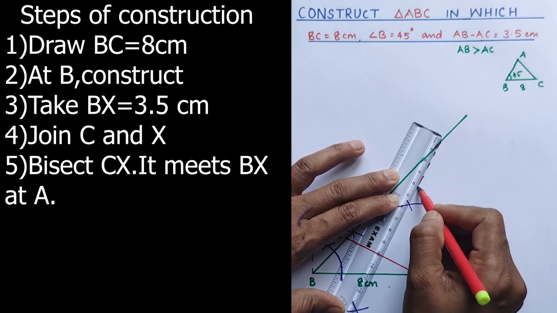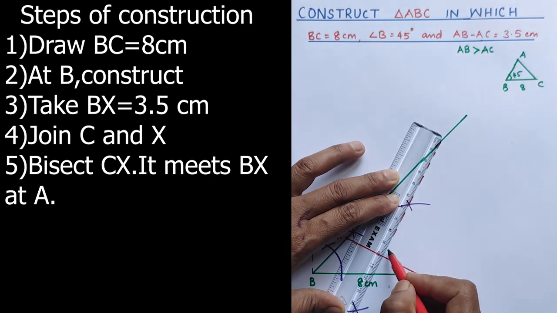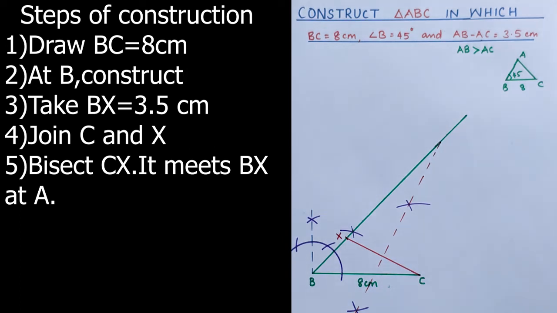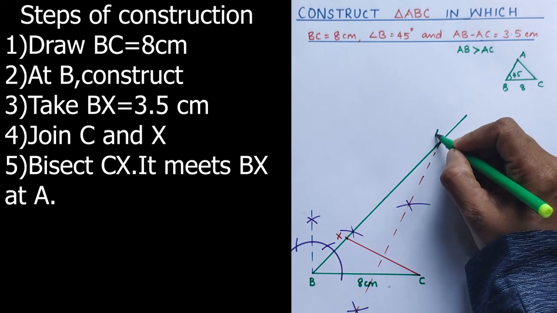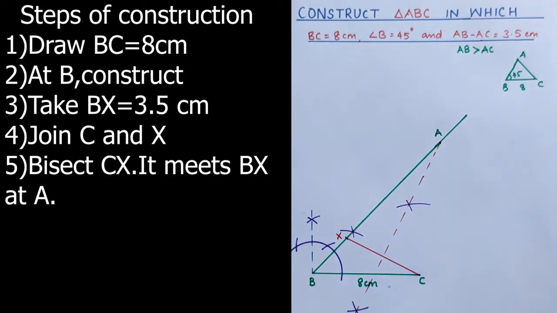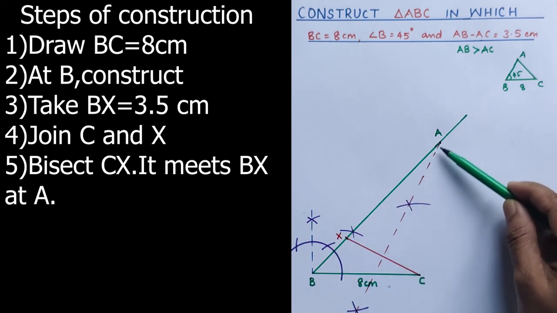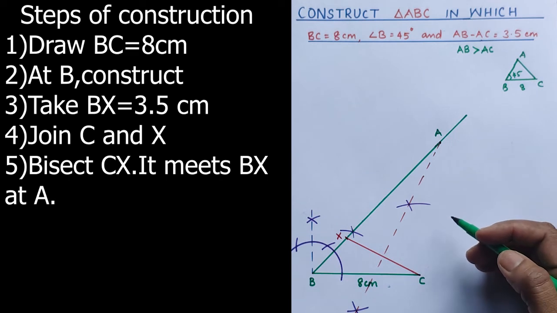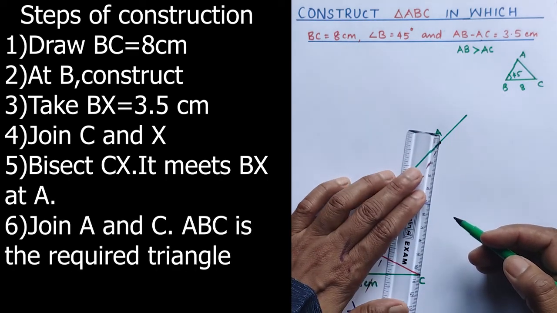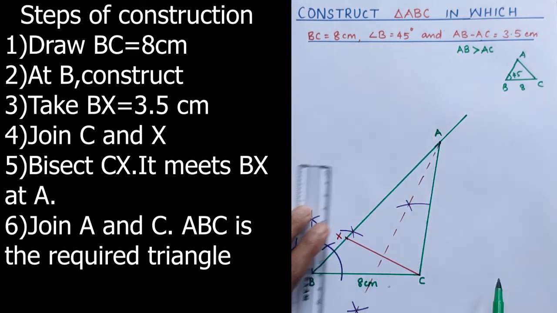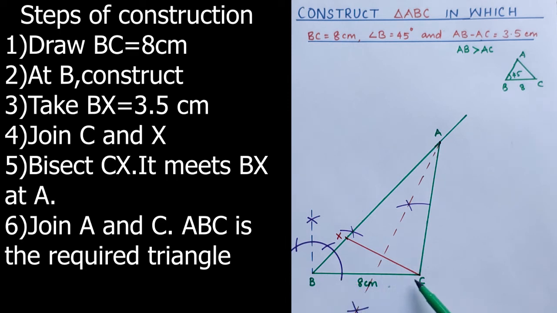You can use dotted line for that. This point is A. That means perpendicular bisector of CX meets this long line at A. Then join C and A. We will get the required triangle ABC. This green colored triangle is the required triangle.